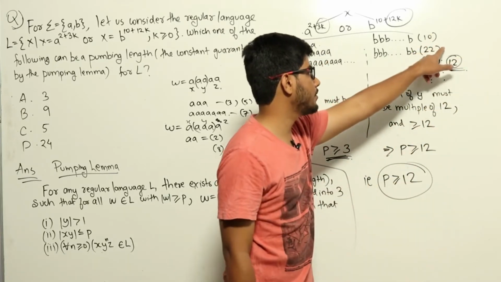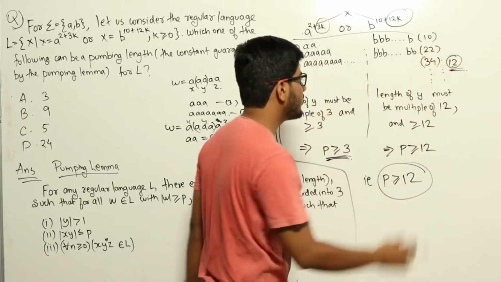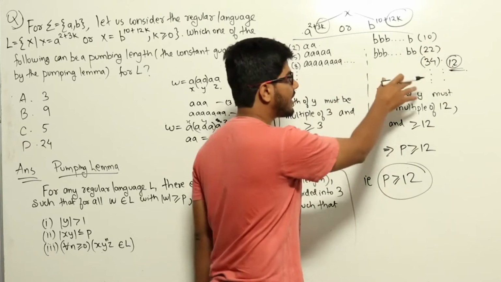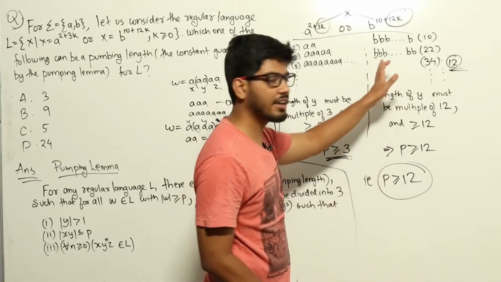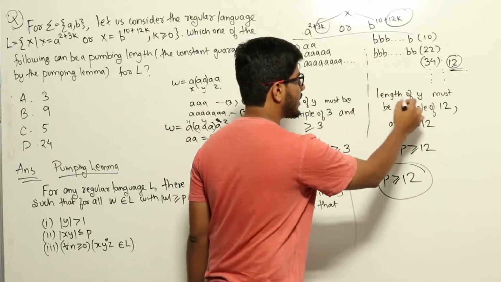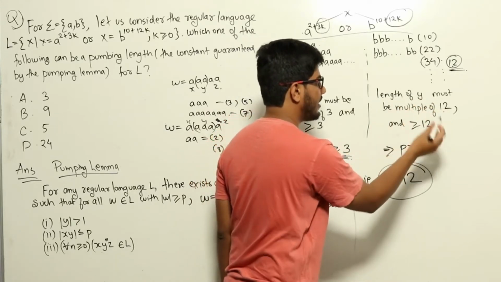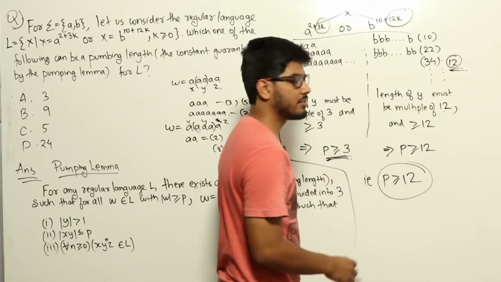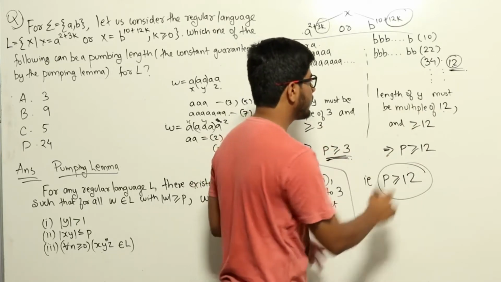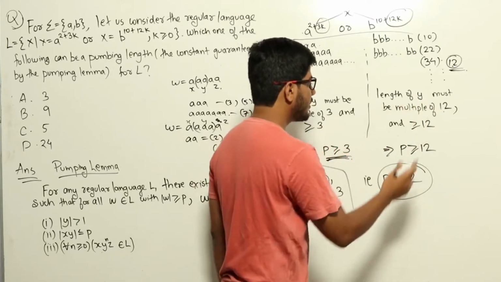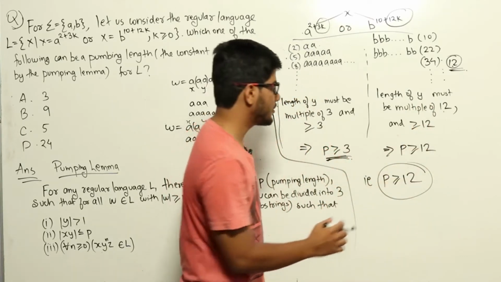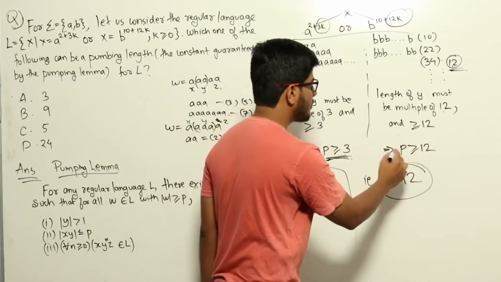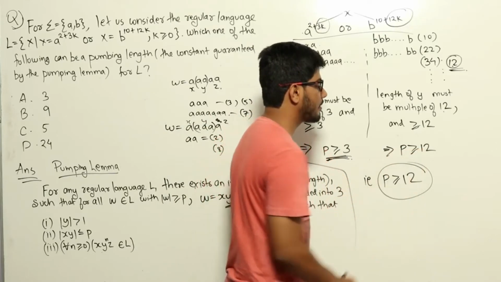10 plus 12 is 22, 22 plus 12 is 34, which means that if we take a string from this language and write it as x, y, z, then the length of the y part must be a multiple of 12, and also it should be greater than or equal to 12 because the length of y was greater than or equal to 1. So the y part should be greater than or equal to 12, which means the xy part together should be greater than or equal to 12. So the pumping length has to be greater than or equal to 12.